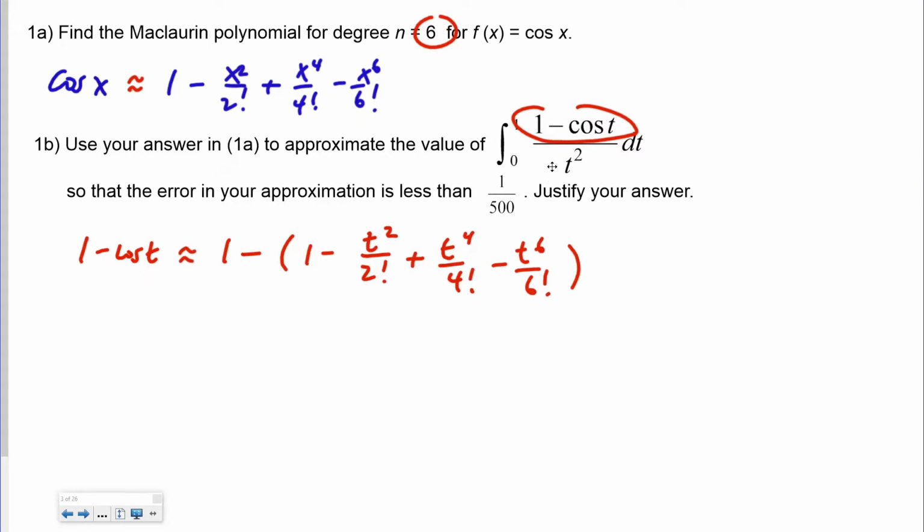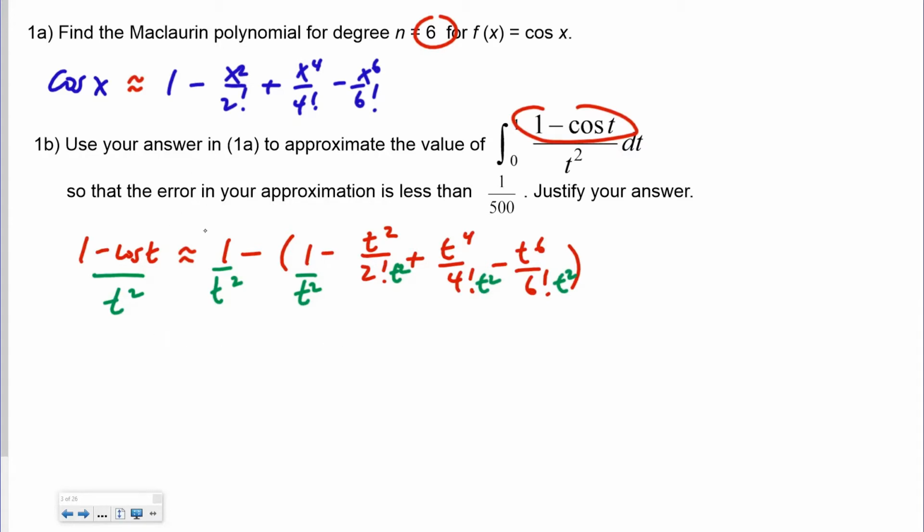And then you're going to divide everything by t squared. So I'm going to divide by t squared here, and let me put it in a different color. And I'm going to divide everything here by t squared. So this would be 1 over t squared, 1 over t squared, 1 over t squared.